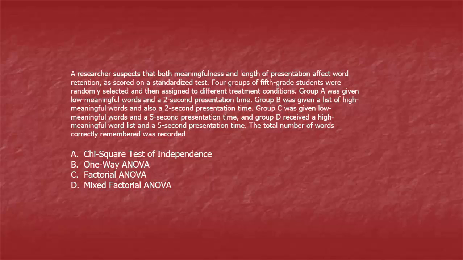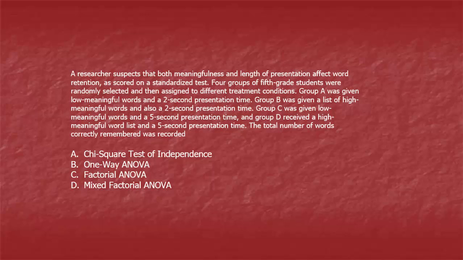Group A was given low meaningful words and a 2-second presentation time. Group B was given a list of high meaningful words and also a 2-second presentation time. Group C, a third group, was given low meaningful words and a 5-second presentation time. And Group D received high meaningful words and a 5-second presentation time. The total number of words correctly remembered was recorded, and that was going to be the dependent variable.